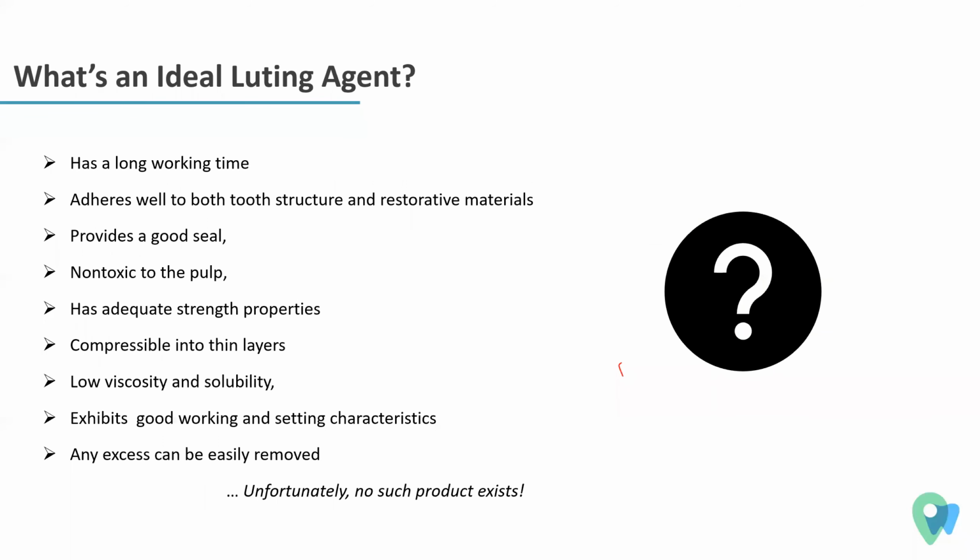Now, if we need to identify the ideal luting agent, the following is the criteria we should keep in mind. It should have a long working time, adhere well to both tooth structure and restorative materials, provide a good seal, be non-toxic to the pulp, have adequate strength properties, be compressible into thin layers, have low viscosity and solubility, and exhibit good working and setting characteristics. Any excess can be easily removed. Unfortunately, no such product exists.